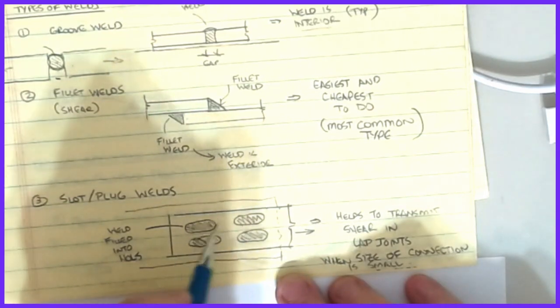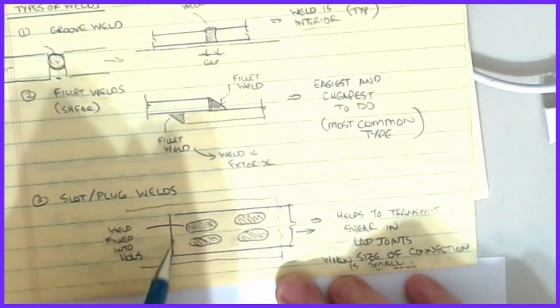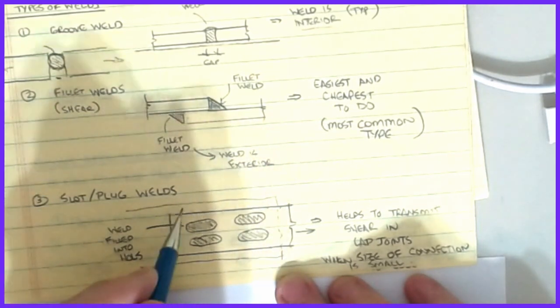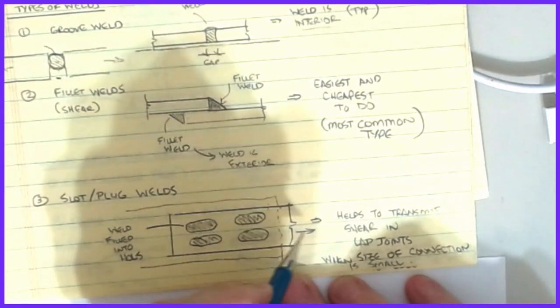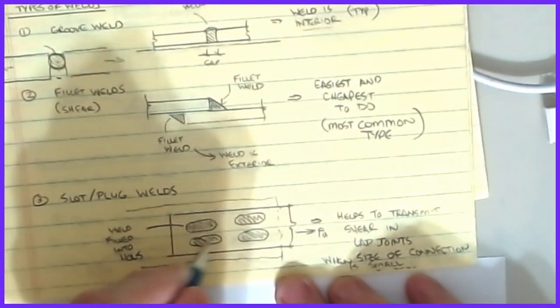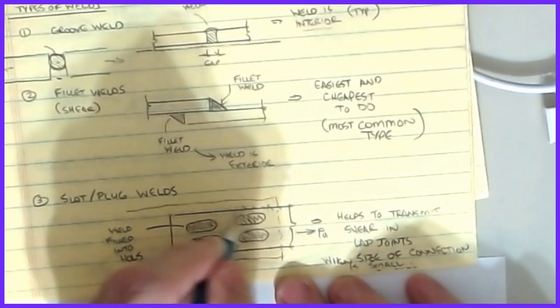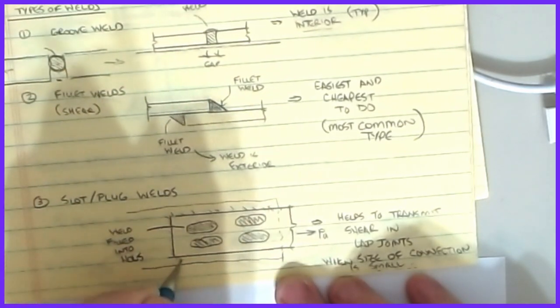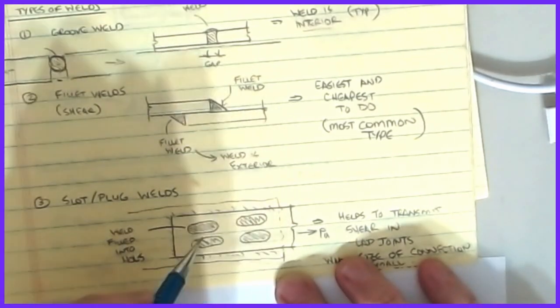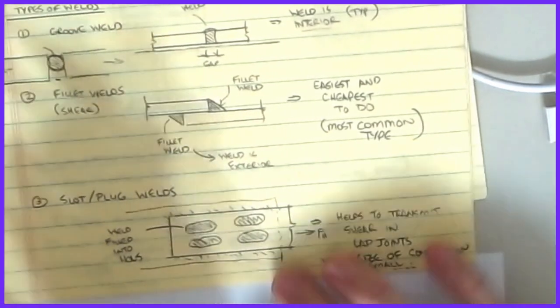It's helpful when the dimensions of my weld are not large enough, or I can't establish the length of these welds to support the given load. So this is a way of picking up some extra capacity, assuming that I weld all the way around like this. Now typically plug welds and slot welds are used in conjunction with other types of welds.